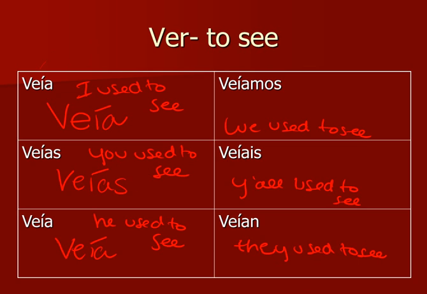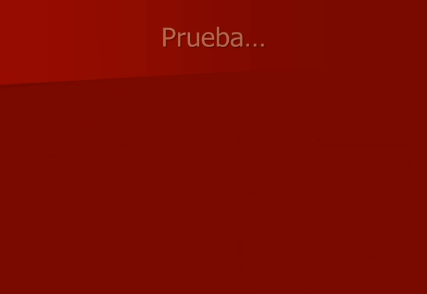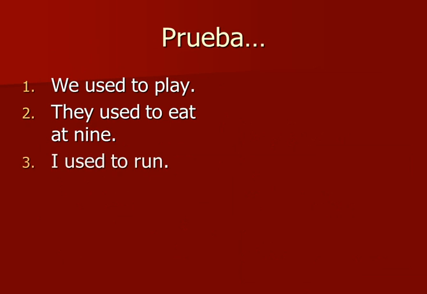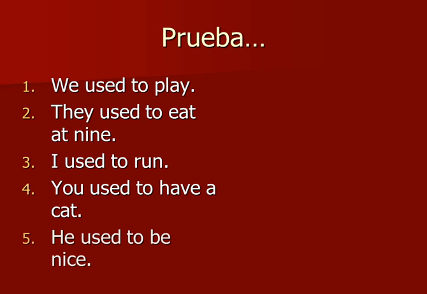So let's give it a try. I have a couple questions that you can try at home, and then I'll give you the answers afterwards, but give it a try first. So number 1, we used to play. Number 2, they used to eat at 9. Number 3, I used to run. Number 4, you used to have a cat. So it probably died, sorry. Number 5, he used to be nice. So try that out. How would you conjugate those verbs? So in number 1, think about your first step being, what's my verb? To play. What is to play in Spanish?